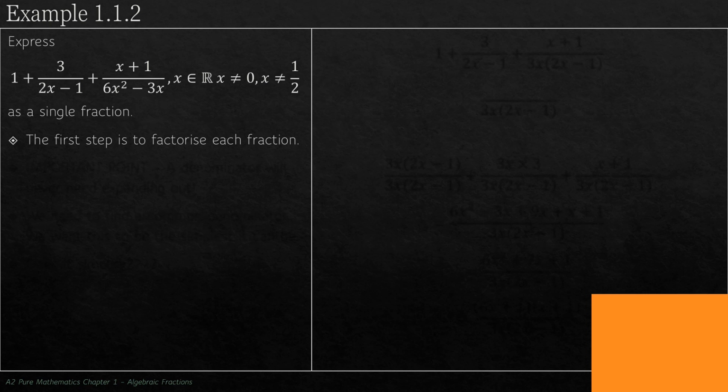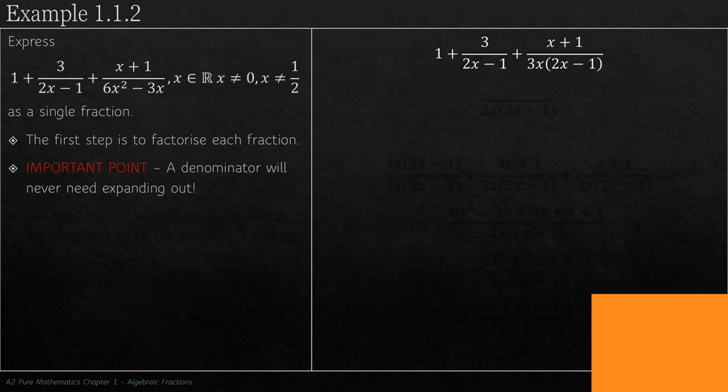So the first step would be to factorise each fraction. So we've got 1 and then 3 over 2x minus 1, and then x plus 1, none of that needs factorising. It's only the denominator on that third fraction that we need to worry about, so we take a 3x out. This is why we can't have 0 and we can't have a half, because if we put 0 into there or we put a half into the 2x minus 1 term, then we're going to be attempting to divide by 0, which will make this undefined. So that's why that is there, to make it work.